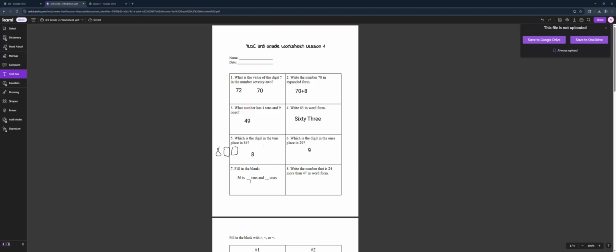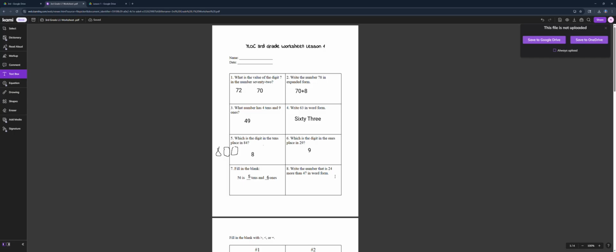Number 7, fill in the blank. 56 is blank tens and blank ones. So the 5 here is the tens place, so you would say 5 tens. And the 6 is the ones place, so you just say 6 ones.